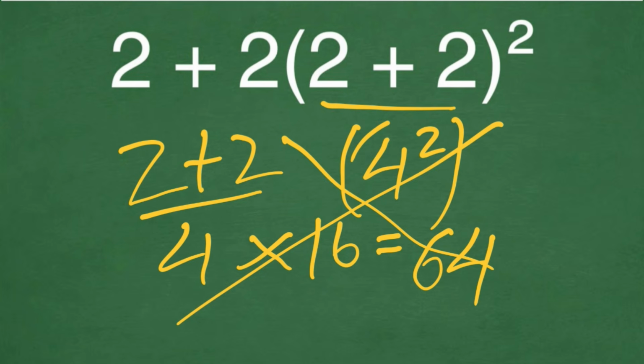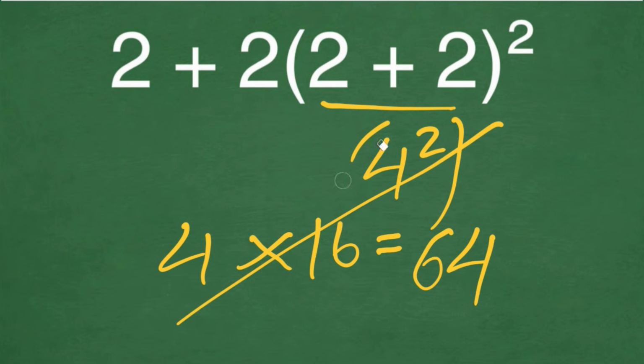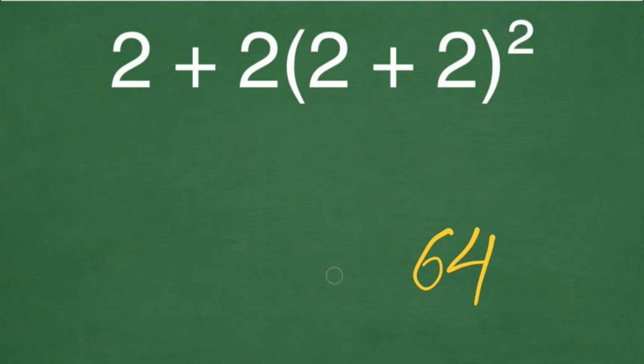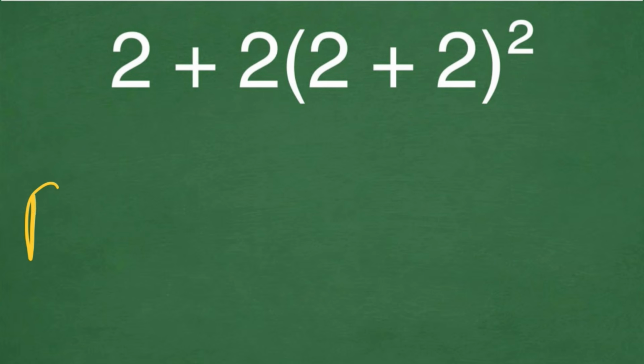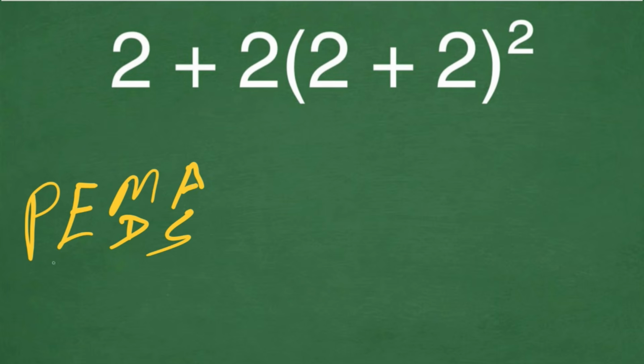Because they don't follow the correct order of operation solving the problem. What does that mean? I'm going to explain that in just a second. So according to the order of operation, PEMDAS, I'm going to write it here. So P stands for parentheses, E stands for exponent, M and D stand for multiplication or division, A and S stand for addition and subtraction.